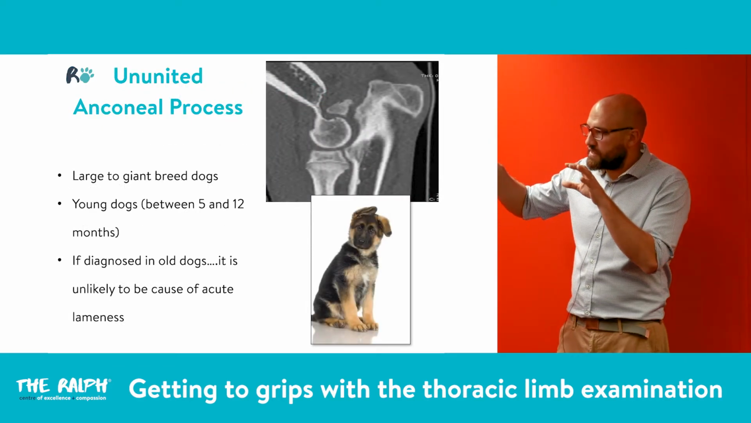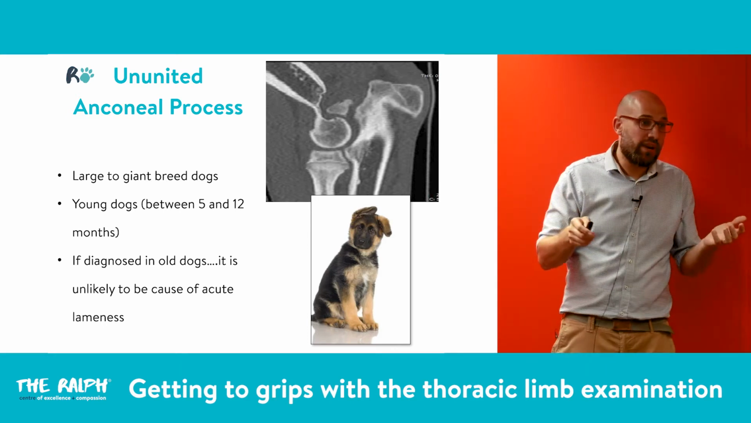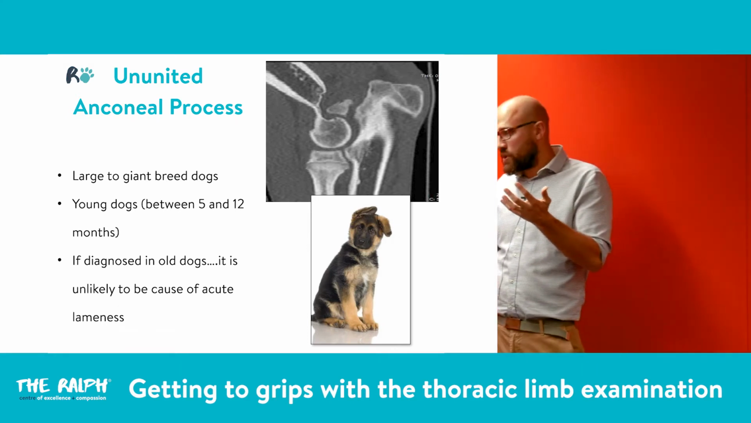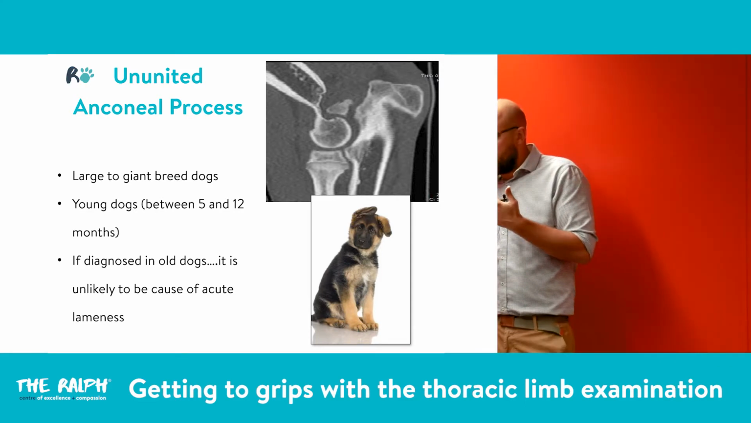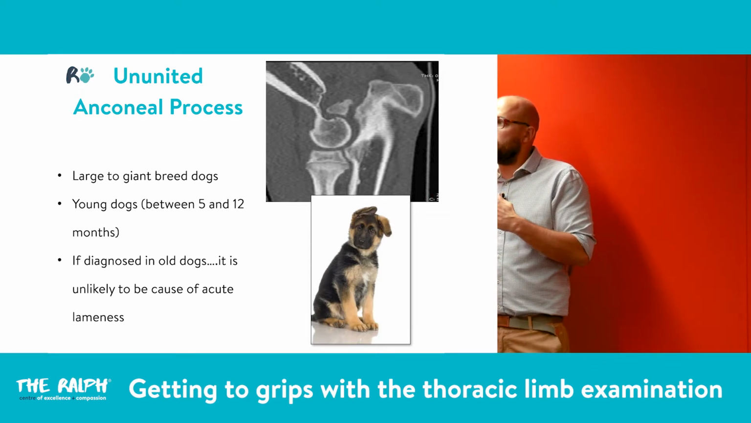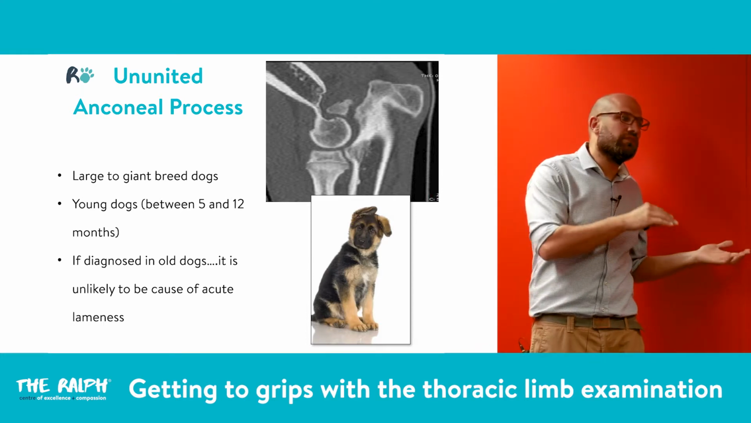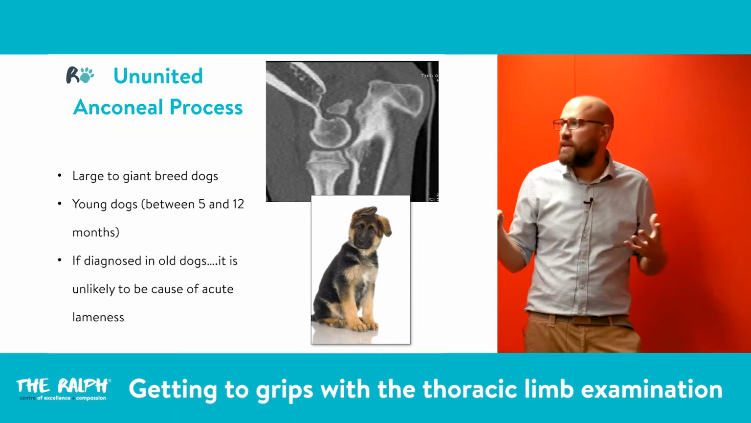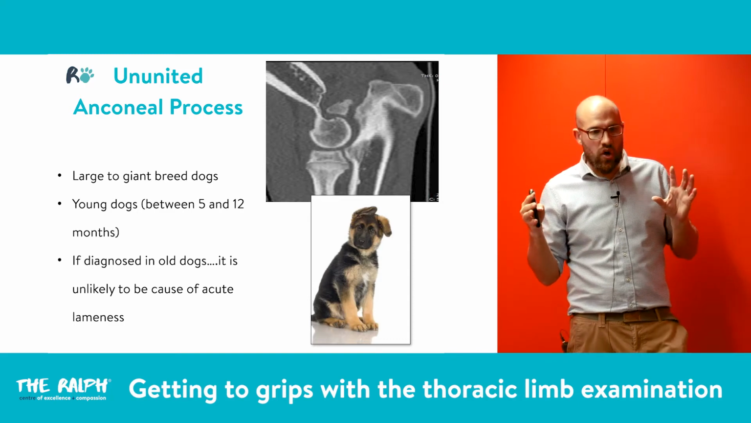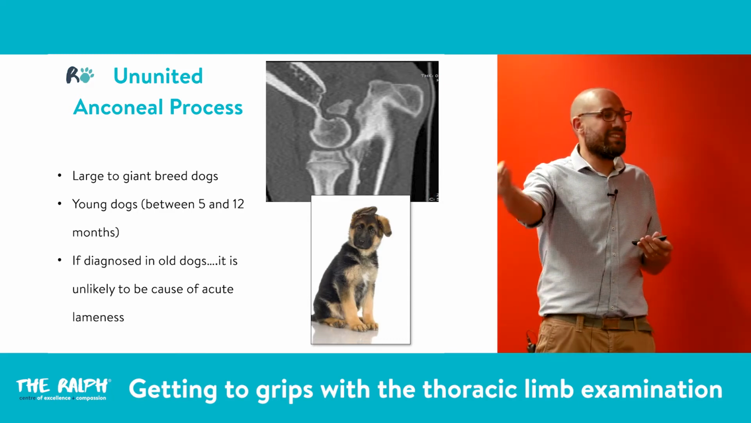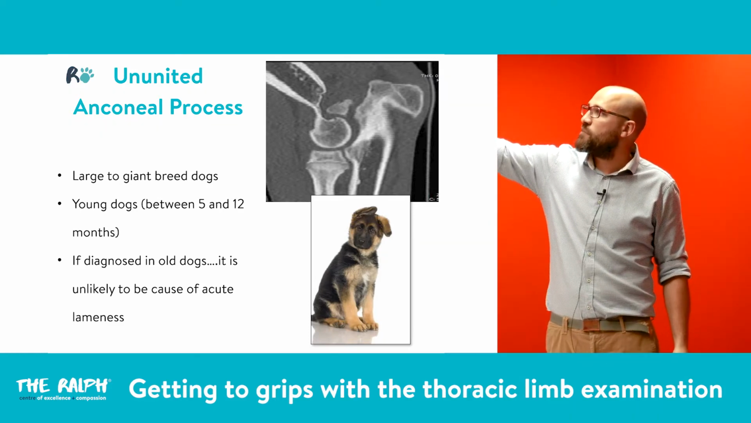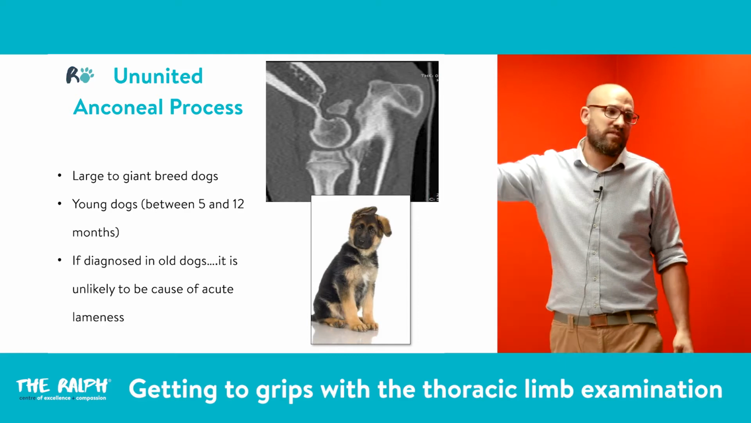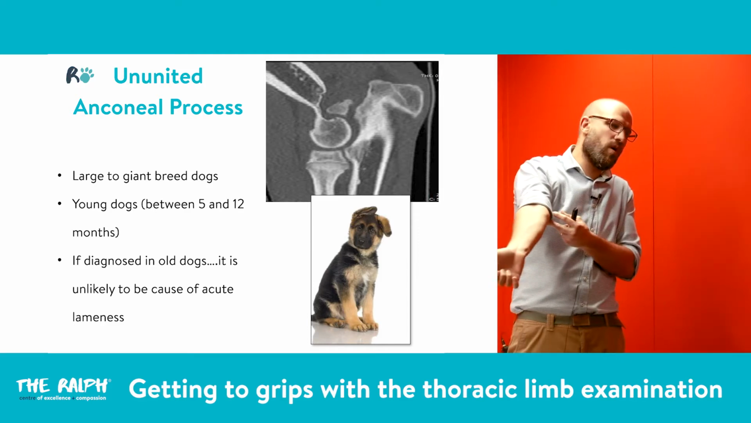Ununited coronoid process usually tends to affect large breed dogs. It is bilateral in around 20–35% of the cases. The lameness usually appears when the animal is young, anything between 5 and 12 months. These dogs are terribly painful when you do extension, simply because what you do is press this broken piece of bone against the humerus. So you start doing this, and the dog is like, whoa, don't do it, please.